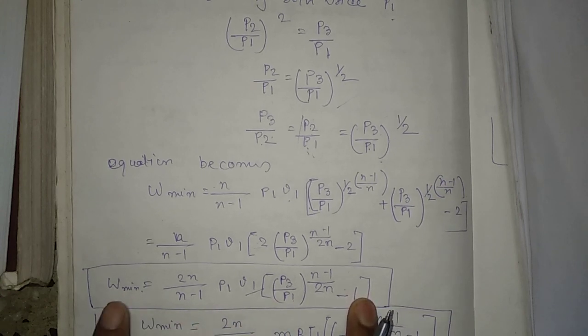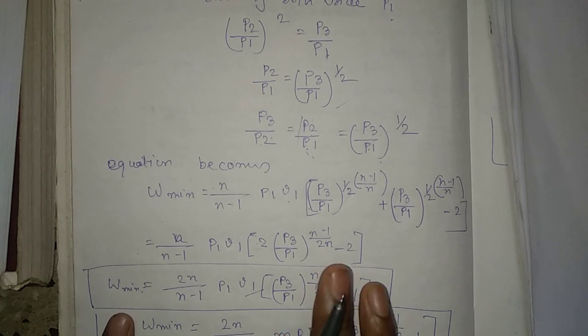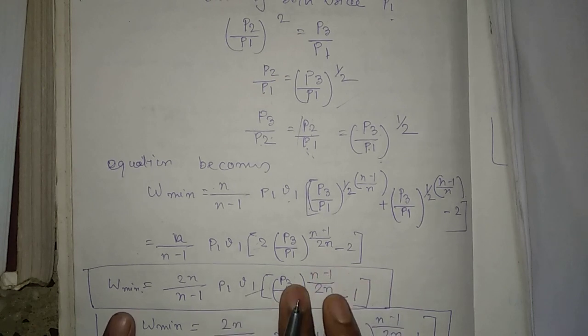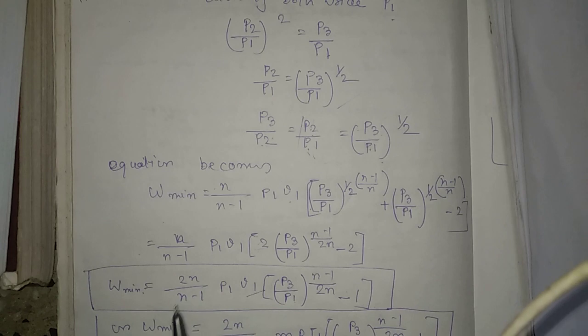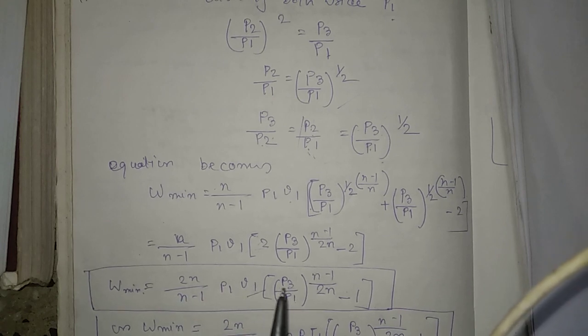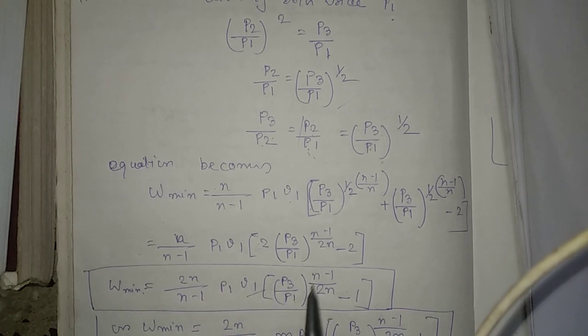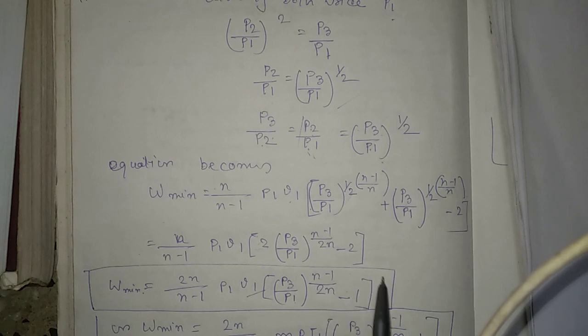Okay, that is the compression process in 2 stages. If it is 3 stages or 4 stages, we will discuss that later. Now, the minimum work done required for the 2-stage compression process is 2n divided by n minus 1 into P1 V1 in the bracket, (P3 by P1) to the power (n minus 1) by 2n, minus 1.